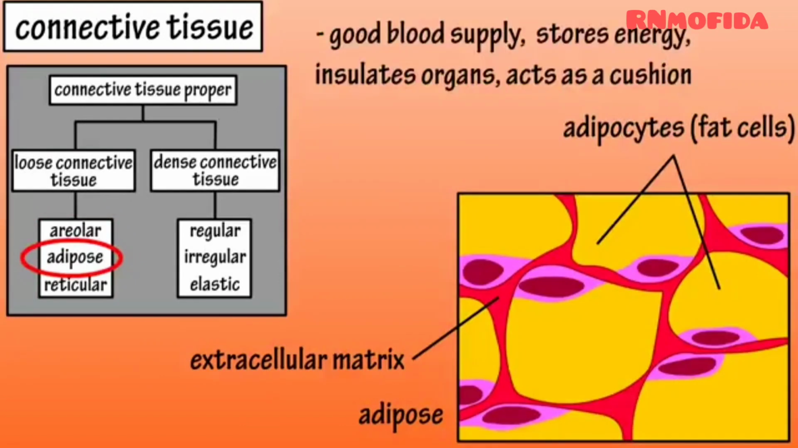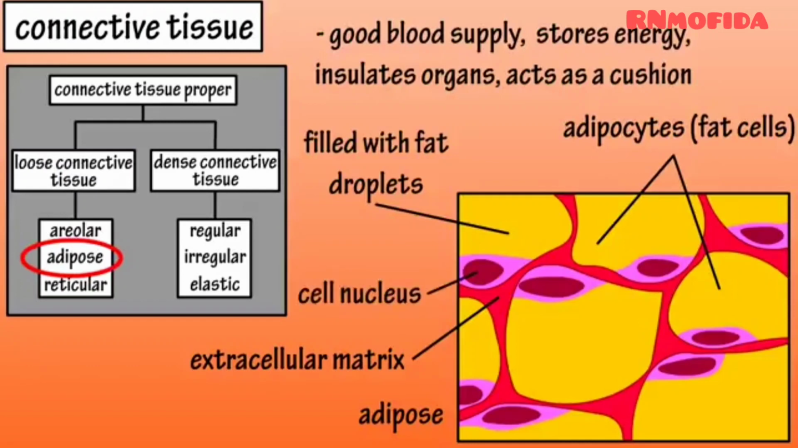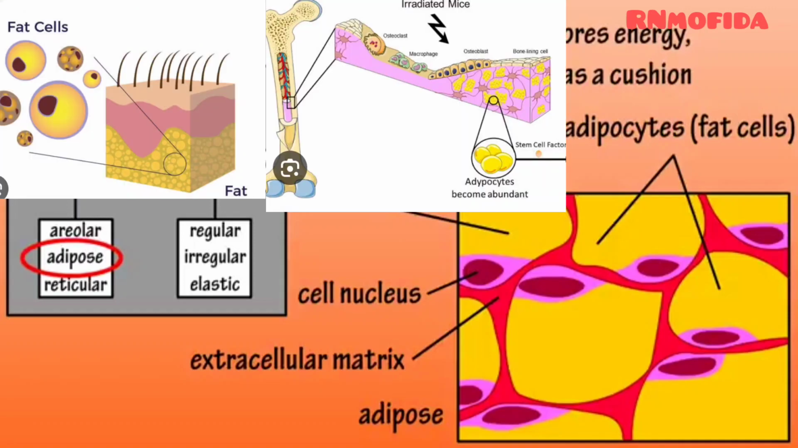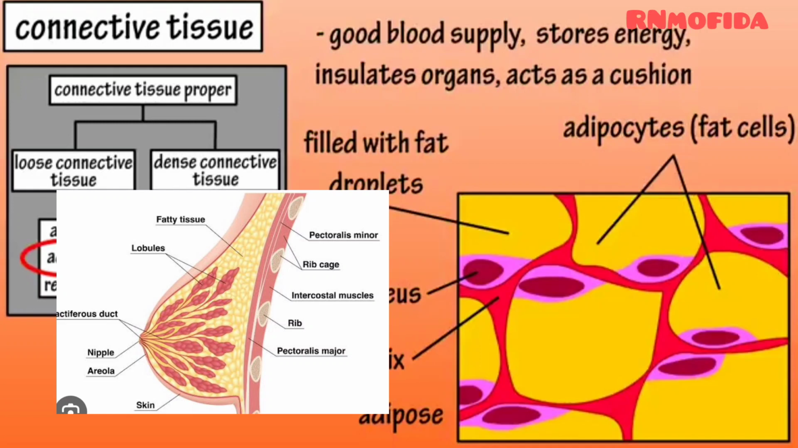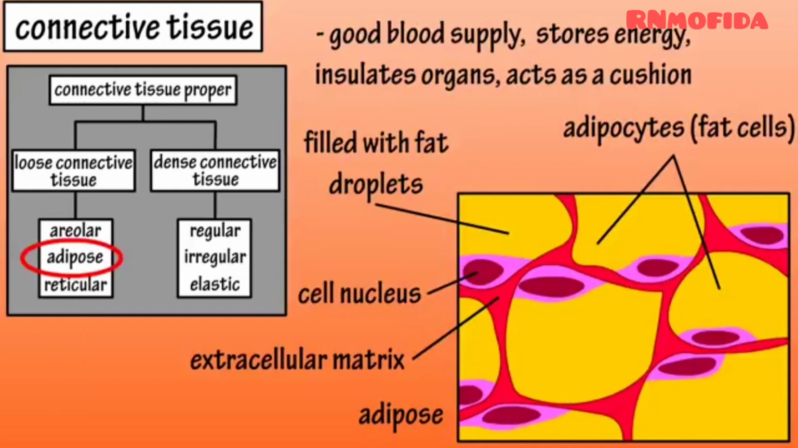Coming to adipose tissue. This connective tissue contains abundant fat cells called adipocytes and extracellular matrix. The nucleus is present in the adipocyte cells, which are filled with fat droplets. It has good blood supply and it helps in storage of energy, acts as an insulating organ and acts as a cushion. Adipose tissue is present in the subcutaneous tissue, bone marrow, mammary gland, omenta and mesenteries, surrounding kidneys and behind the eyeballs.